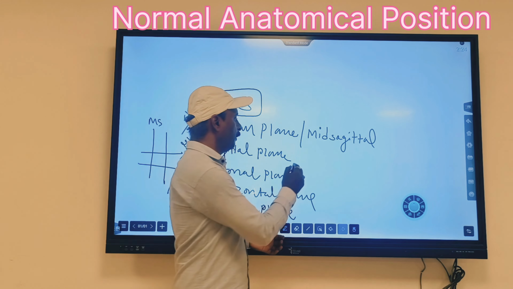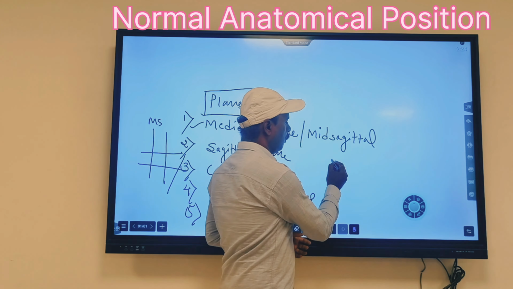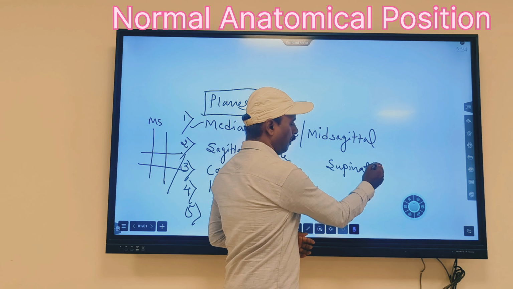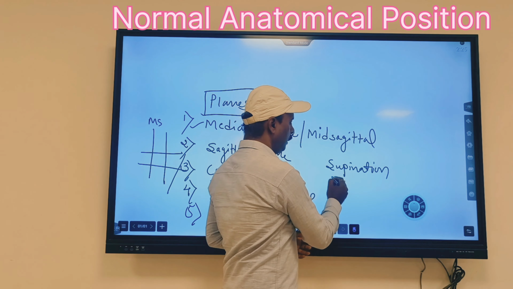One word here, relating to the part, is supination. So this is very important: supination and pronation.